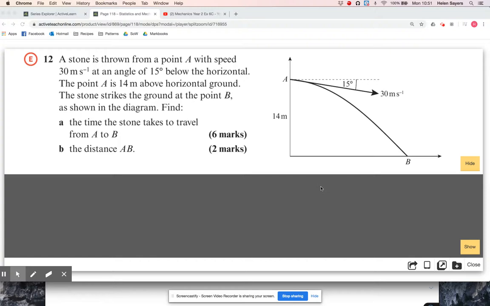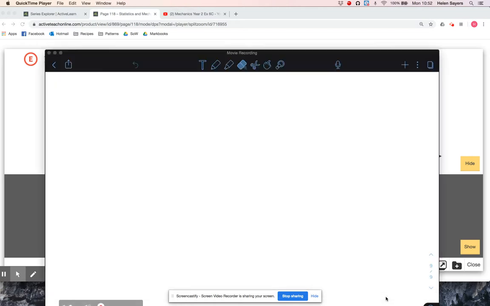Okay, we're looking at exercise 6c from the second year mechanics textbook on projectiles. We have a stone being projected at an angle of 15 degrees below the horizontal with an initial speed of 30 meters a second, and we want to know how long it takes to hit the ground. So how long does it take to get from where it started down to B?